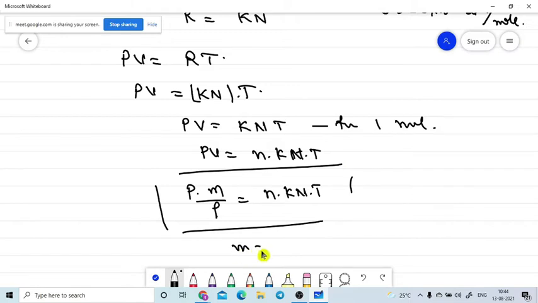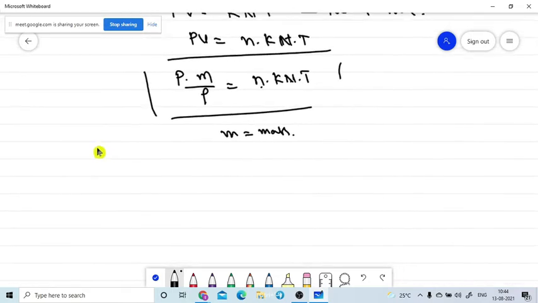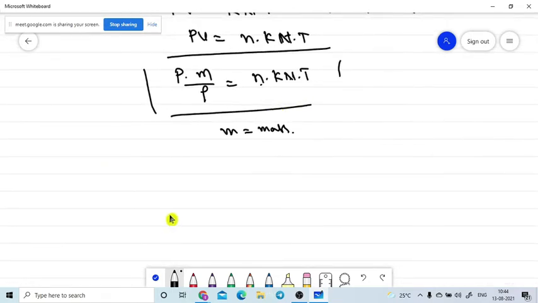Here M is equal to mass. N into KT. This is the formula. They may ask the question. Now another formula is there.